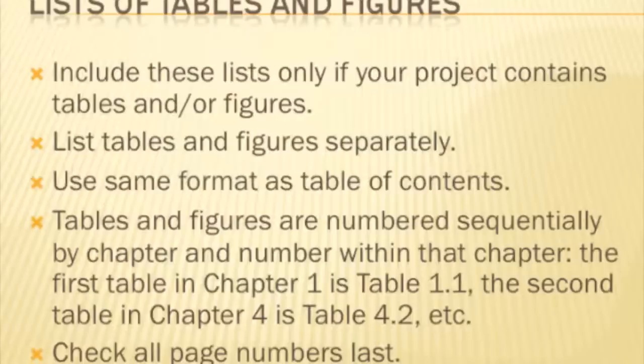Please note your tables and figures are numbered sequentially within each chapter. The tables in Chapter 1, for example, are numbered Table 1.1, Table 1.2, and so on, while the tables in Chapter 2 are numbered Table 2.1, Table 2.2, etc. The same is true of the numbering of figures, Figure 1.1, Figure 1.2, and so on. Once again, check all your page numbers last, just before turning in your project, to make sure that they are listed accurately in your lists of tables and figures.